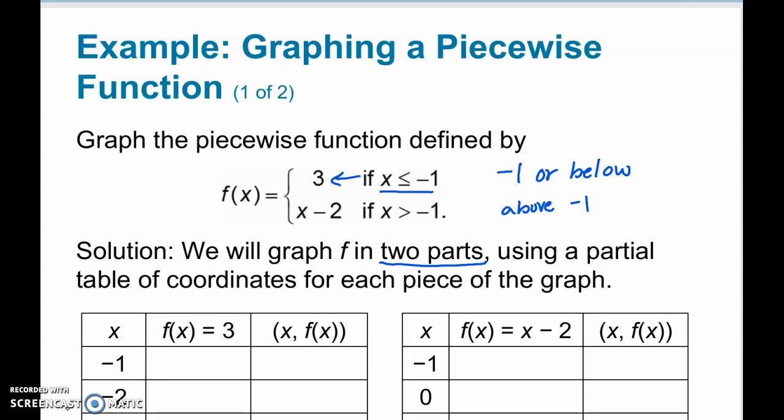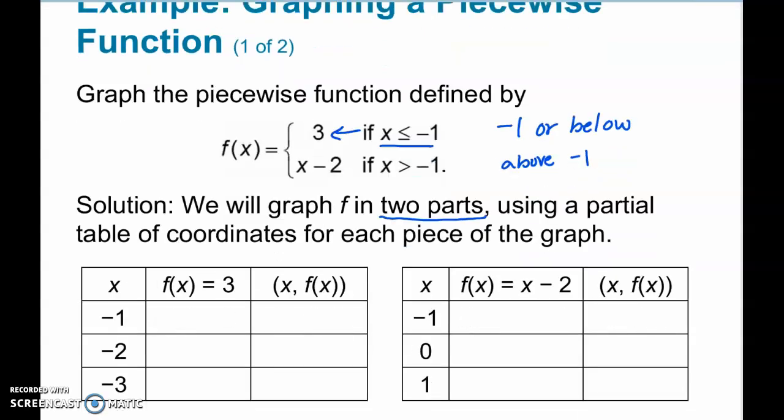Partial table of coordinates, because if it's -1 or below, we choose 3. And if it is above -1, we choose x minus 2. So we have two tables. Now normally we have an input-output table or an XY table, but in this last column, we are going to write the ordered pair because it will help us graph the equation.